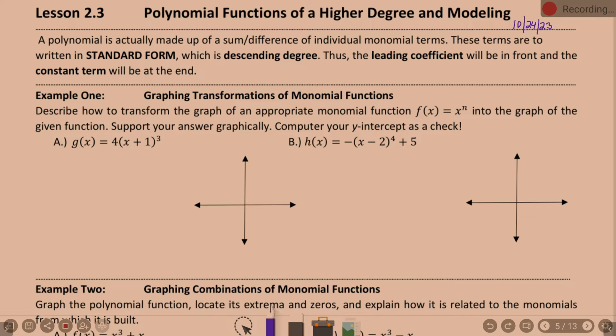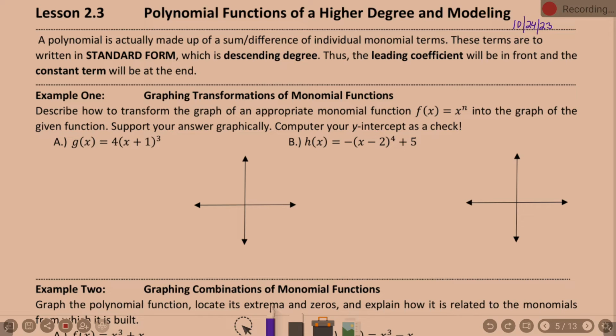A little bit of vocabulary up here. A polynomial is made up of a sum or difference of individual monomial terms. These terms are written in standard form, which is descending degree, which we'll talk about as we go through. So just remember standard form being the idea of highest power to lower power. The leading coefficient is always going to be that number out front of the highest powered term. And then the constant term will always be at the end.